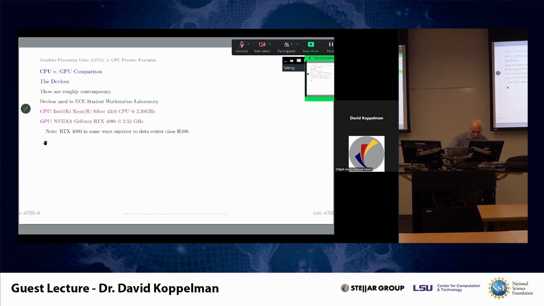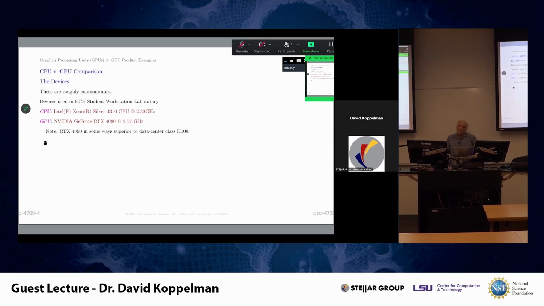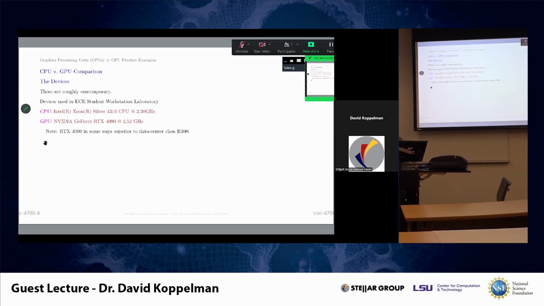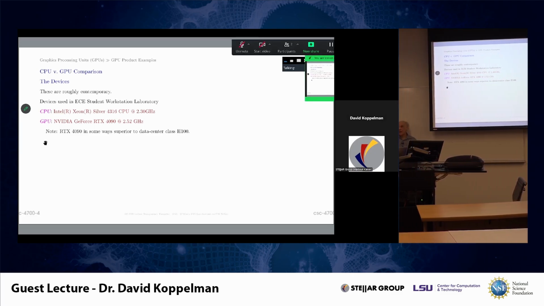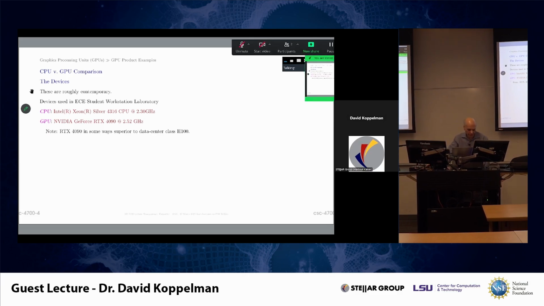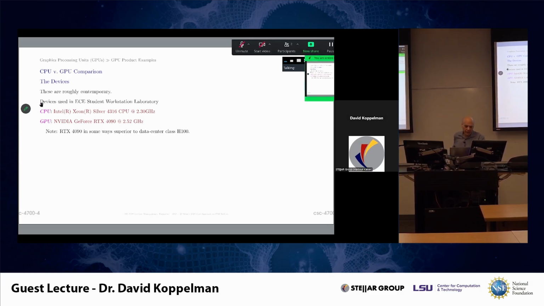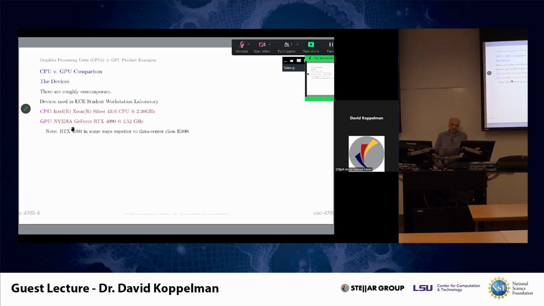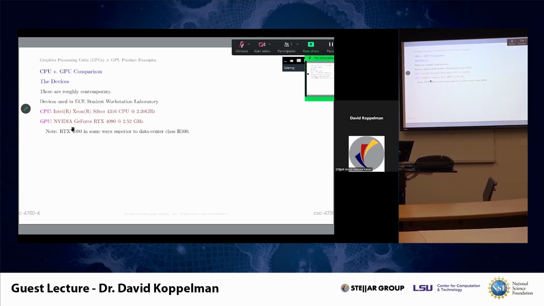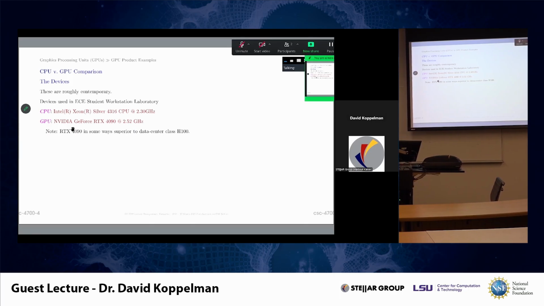All right, so I said I was going to compare the CPU to the GPU, and I'm comparing this so that you could see what the differences are and why some of those differences impact programming. So what are we comparing? Here are my two sample devices. These are roughly comparable: an Intel Xeon Silver 4316 CPU and an NVIDIA GeForce RTX 4090. They are roughly at about the same point in time. And another advantage is they're available in the ECE student laboratory, so if you want, you can come and play with them.